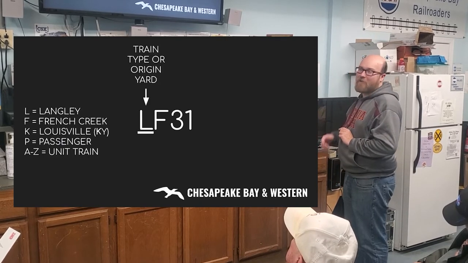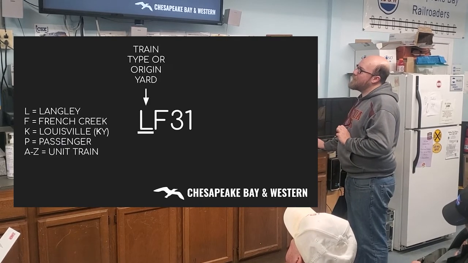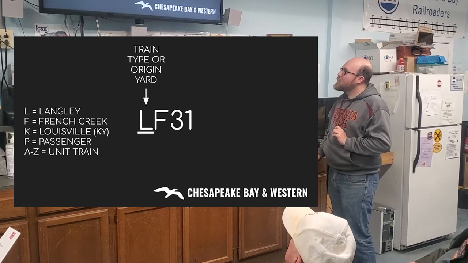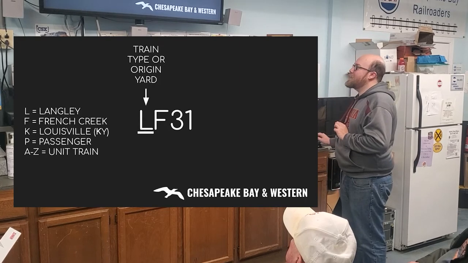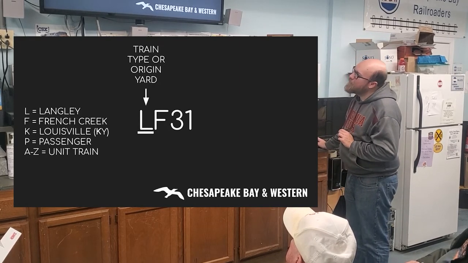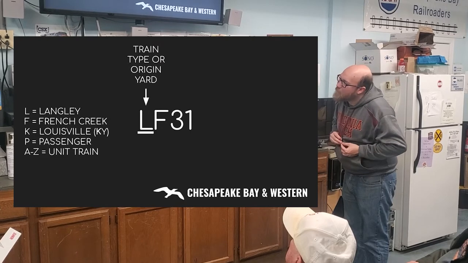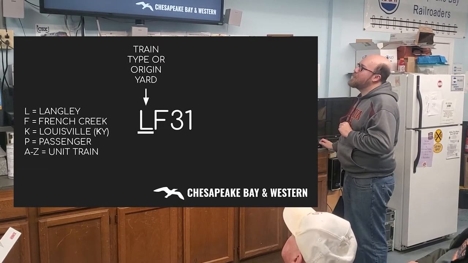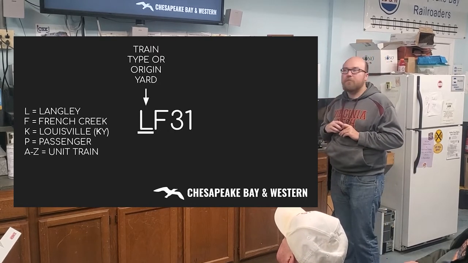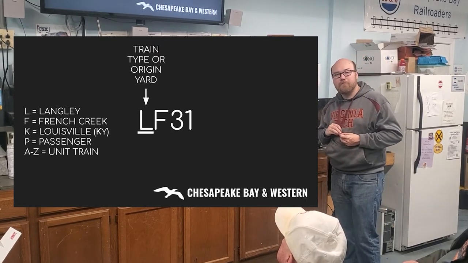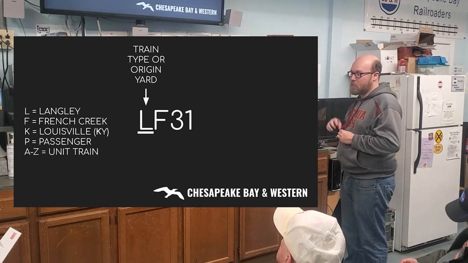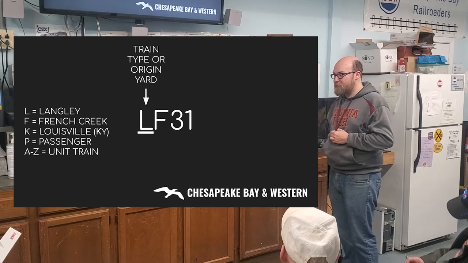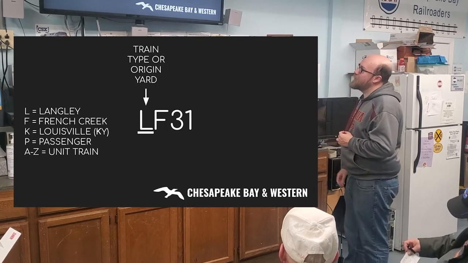All right, so like you already figured out, if it's moving from one yard to another, it's a two-letter code, starting with where it's starting and ending where it's ending. So we have Langley, French Creek. Louisville starts with a K because it already starts with L, but Kentucky starts with a K. So that's where trains that are moving to staging, they'll start with K. And then passenger and unit trains, they have their own codes because sometimes they don't stop on a yard. So it's more convenient for them to be marked with their unit code, so like C for coal, G for grain, etc.